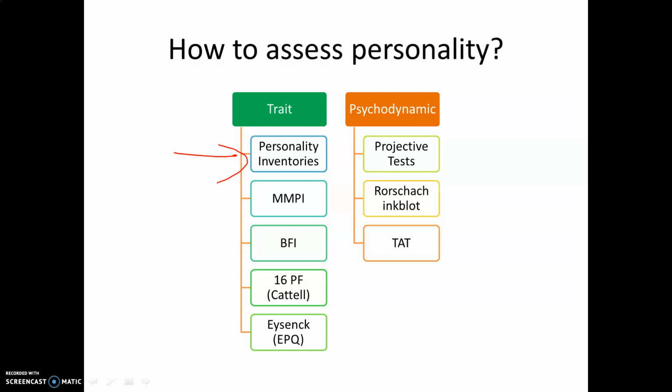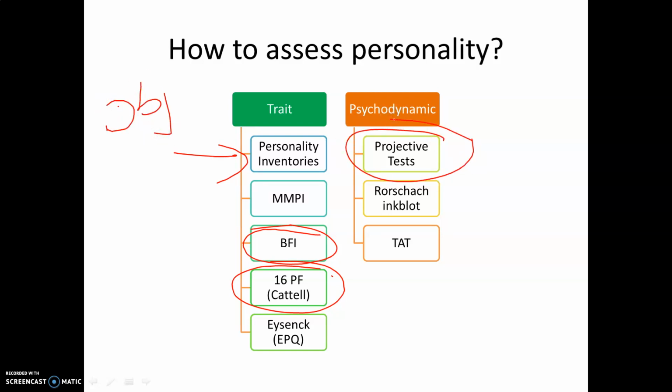Here are some examples. I don't think this one's in your book anymore, but Raymond Cattell also has one as a personality test. This is the most widely used in contemporary psychology, the BFI, the Big Five, or the five factor. You can see the difference between these tests. These tests are meant to be objective, and these tests are meant to be projective, right? So psychodynamic and trait theorists have different ways of assessing the personality.